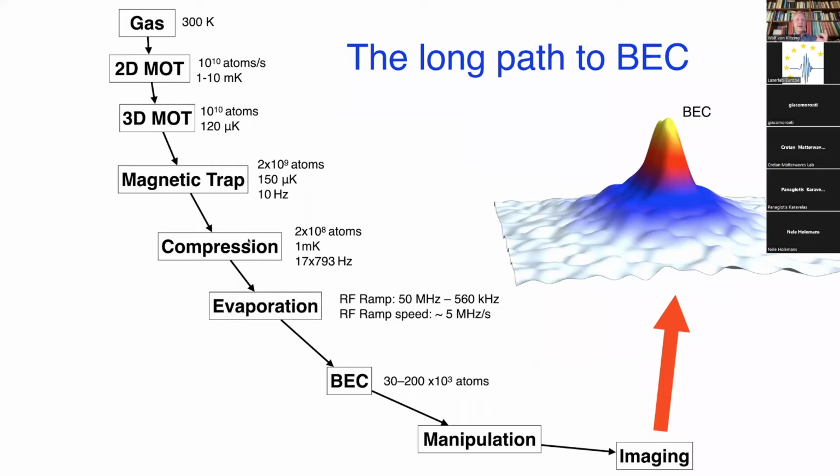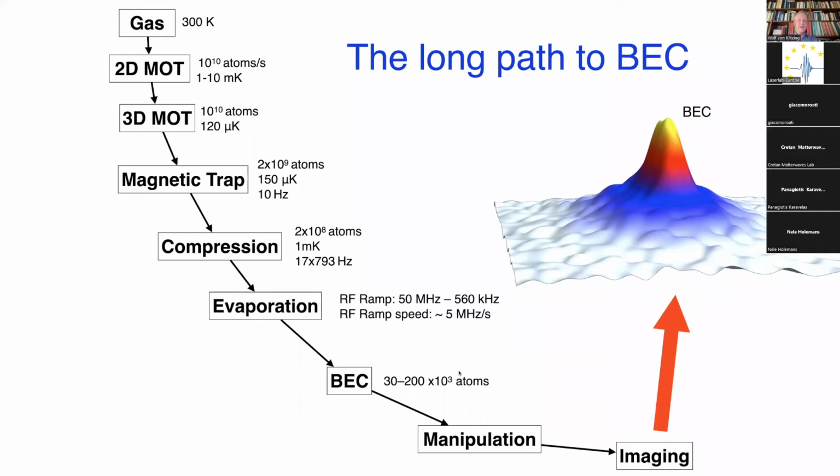However, then we lose atoms, but we can drop from 10^8 atoms to 10^6 atoms, going from 1 millikelvin to 1 microkelvin. And so at 1 microkelvin, now we get Bose-Einstein condensation.